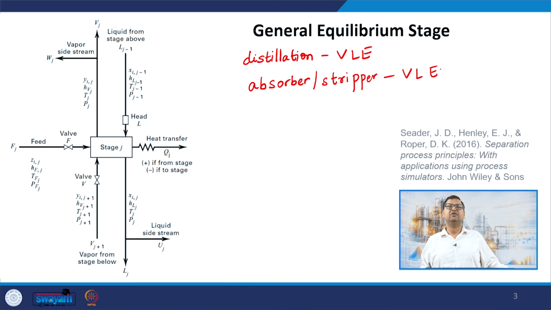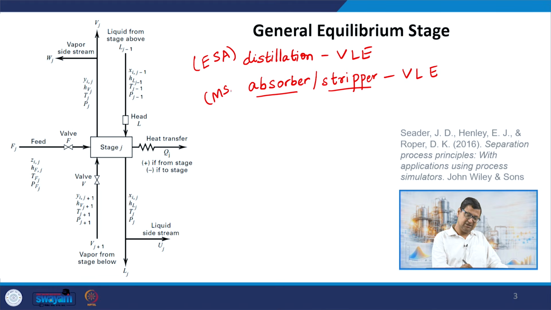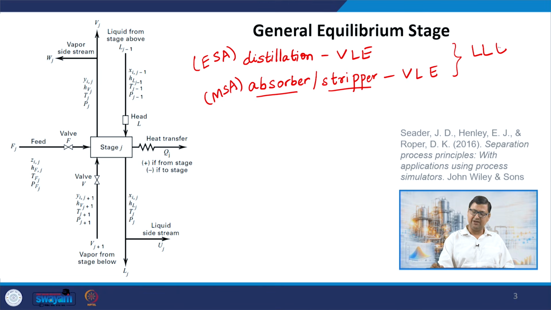The only fundamental difference between the two is that in distillation we need an energy separating agent, basically heat, to vaporize the liquid, and in the case of an absorber or stripper, either the vapor or the liquid is a mass separating agent. For the absorber, the liquid is the MSA, and for the stripper, the vapor is the MSA. With some small changes, whatever we will develop can also be adapted to, for example, liquid-liquid extraction.